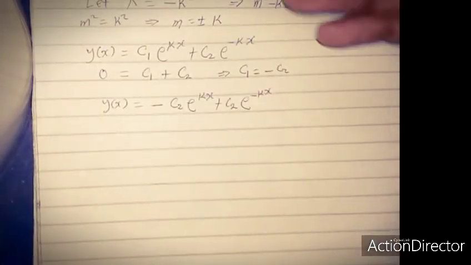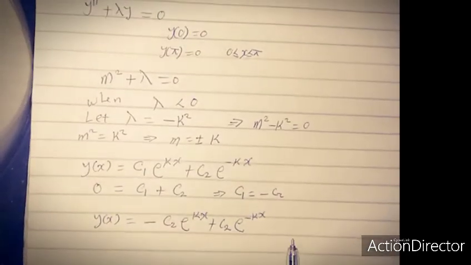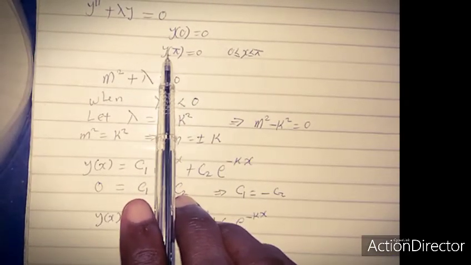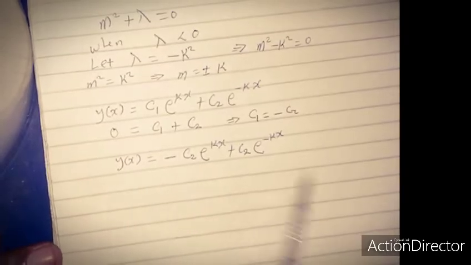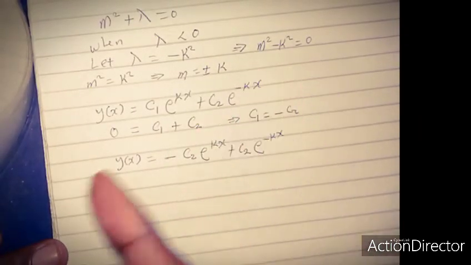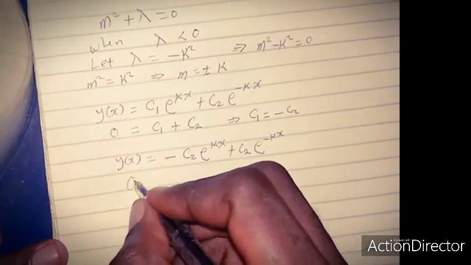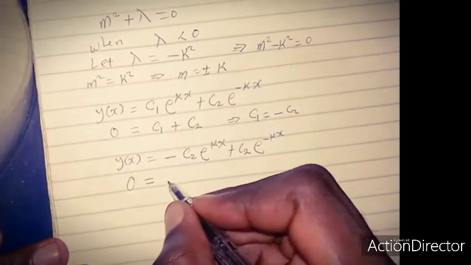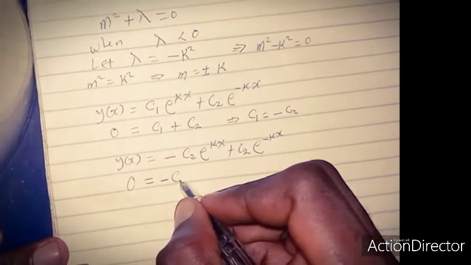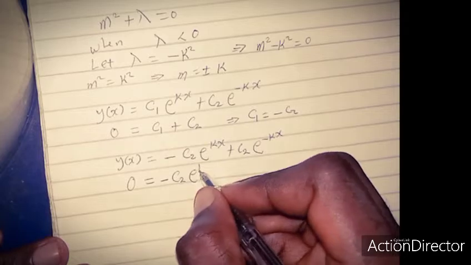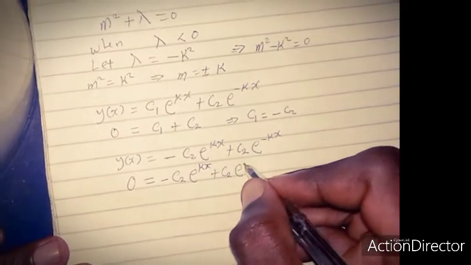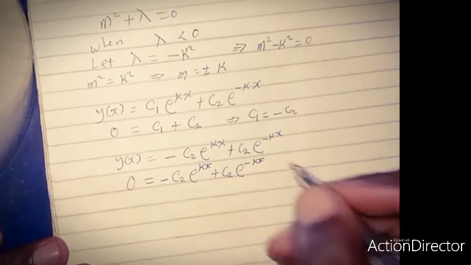The other boundary, that is y(π) = 0, that is when x = π, y = 0. So I will put it here now. When x = π, y(x) = 0. So that will be 0 = -c2 e^(kπ) + c2 e^(-kπ).